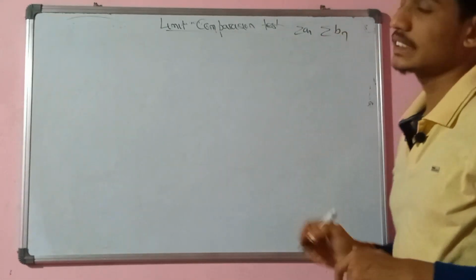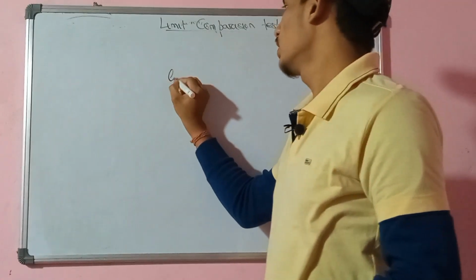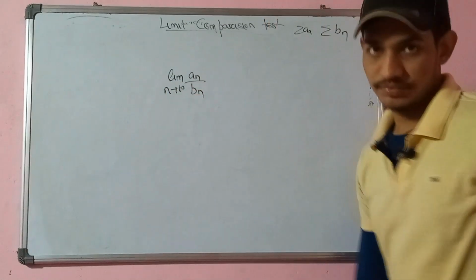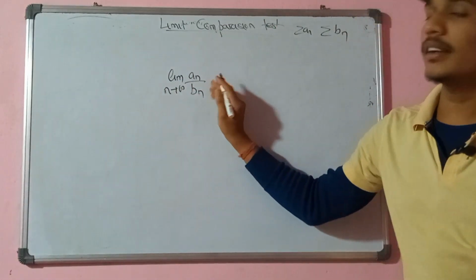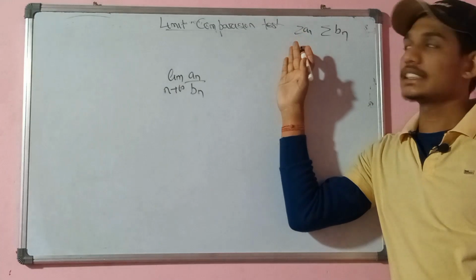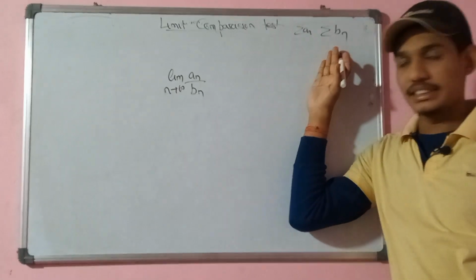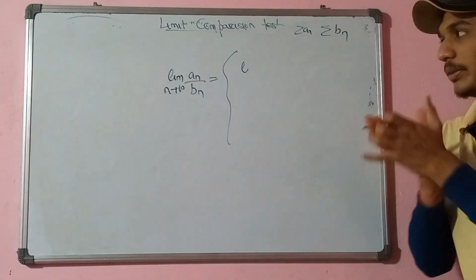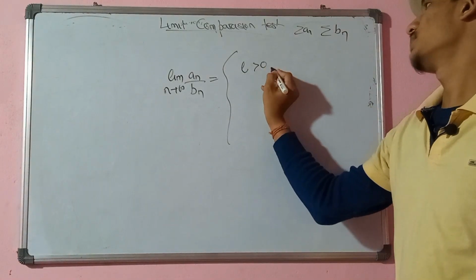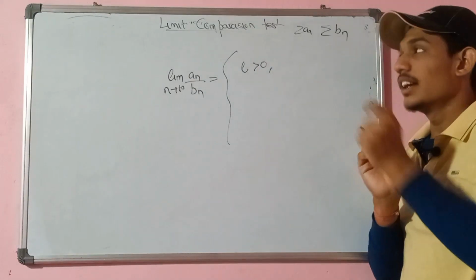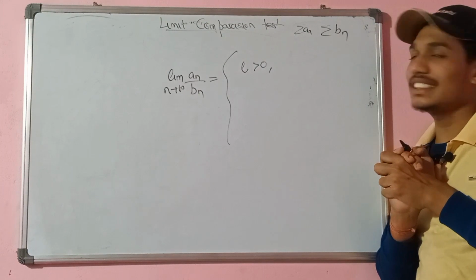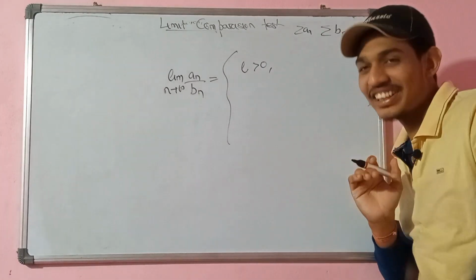Suppose An is one series and Bn is another series. You have to find the limit as n tends to infinity of An by Bn. Depending on this value, you can say whether An is convergent or Bn is convergent or divergent. Suppose any value L is coming, which is greater than 0. If it is coming like this, then An and Bn will go together. I think you get it.